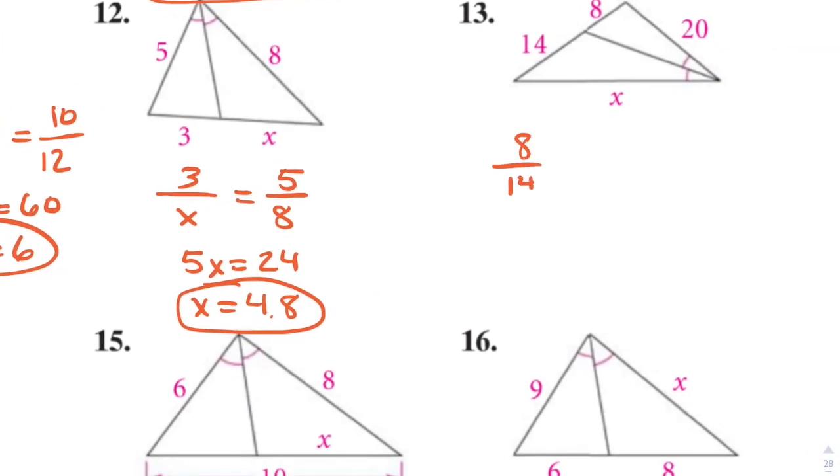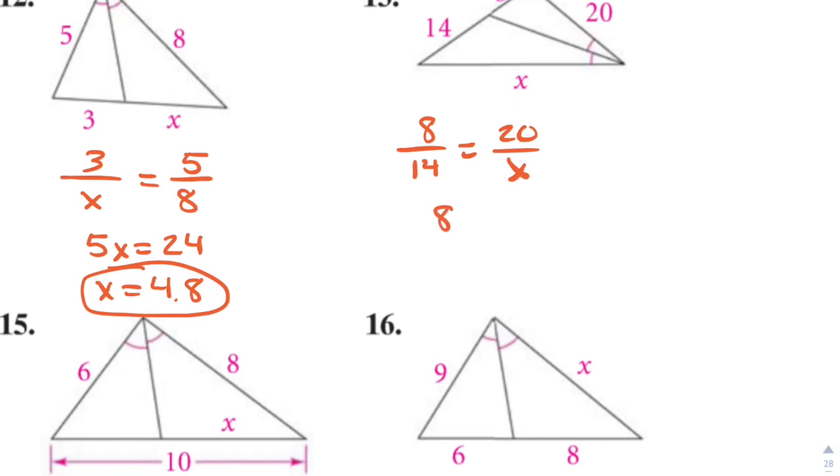8 is to 14 as 20 is to x. Again, these should all be making sense after we divide them and compare the sides. If you get some abstract number, you probably did something wrong. X equals 35. Yeah, that makes sense, right? 8 and 20, and now 14 and 35. It's a little bit larger, almost double.